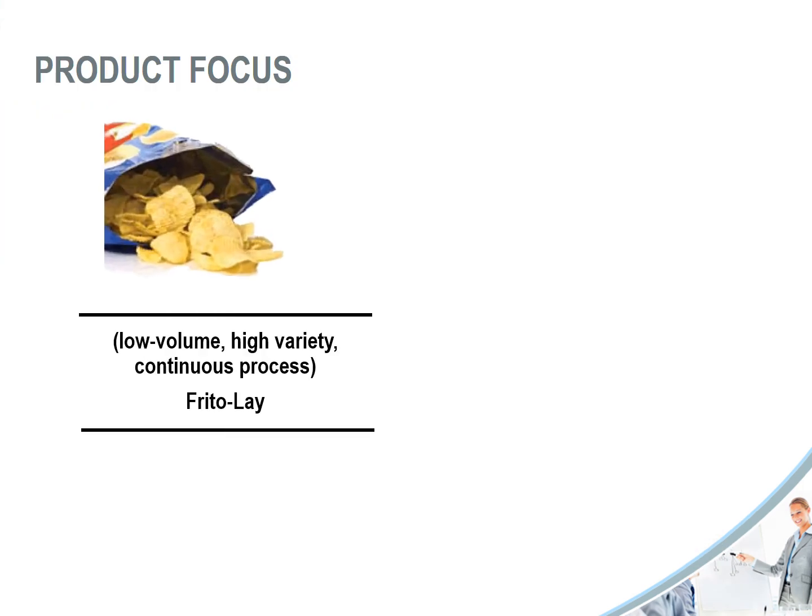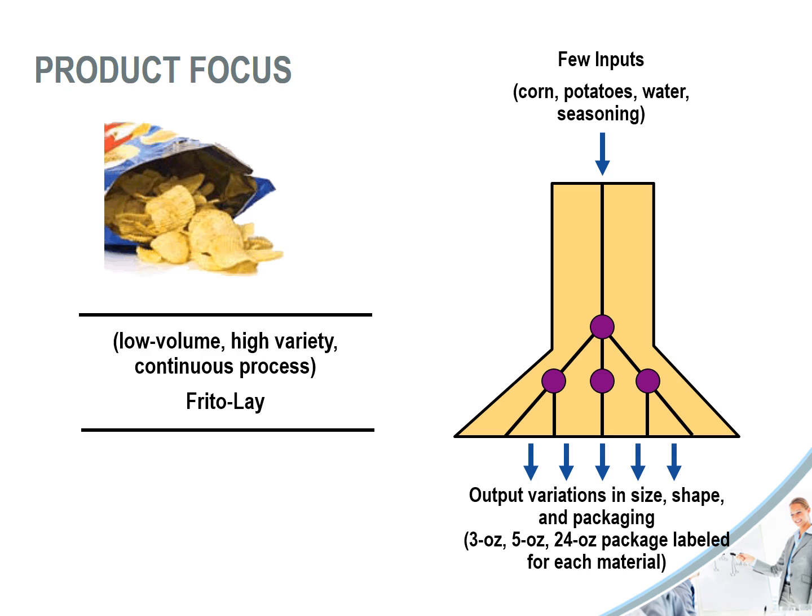So a product focus might be like a high volume, low variety, continuous flow. For instance, Frito-Lay potato chips, different size bags, different size chips, barbecue, Ruffles. So you have a few inputs, but you produce a different amount of packaging: 3 ounce, 5 ounce, 24 ounce, etc.